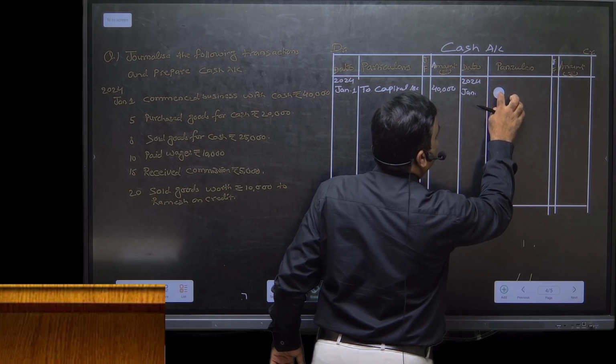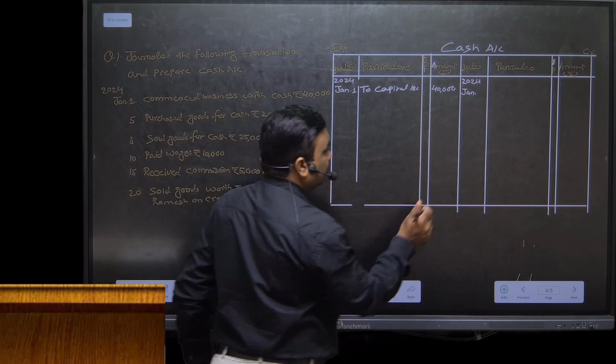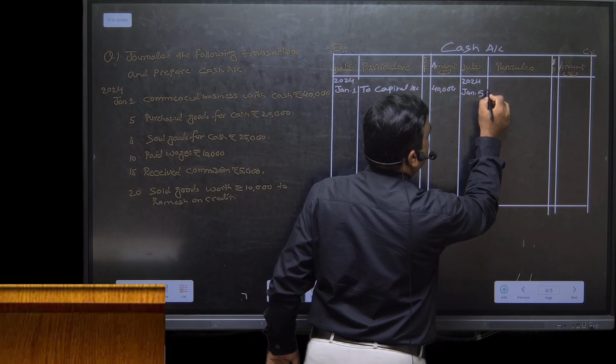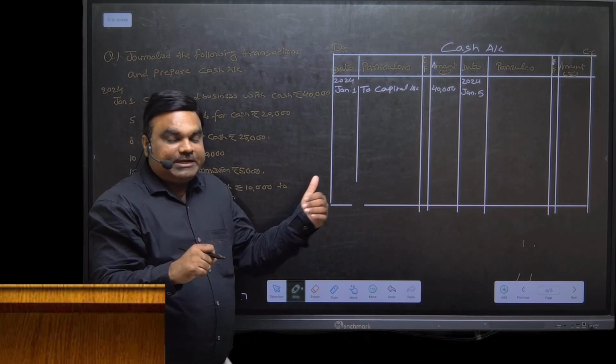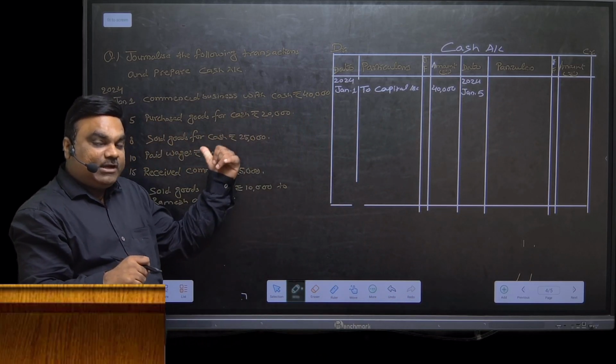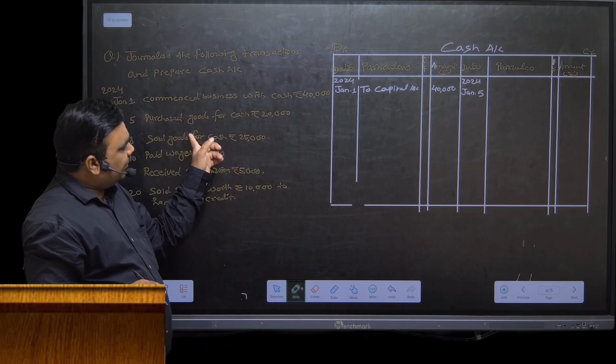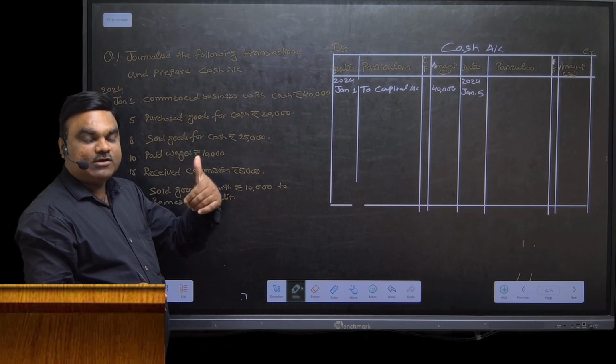We have to write here Jan 5. See, cash account is credited. So on the credit side, we have to write down the name of the debit account. Purchase account debit to cash account. It means cash account is credited.